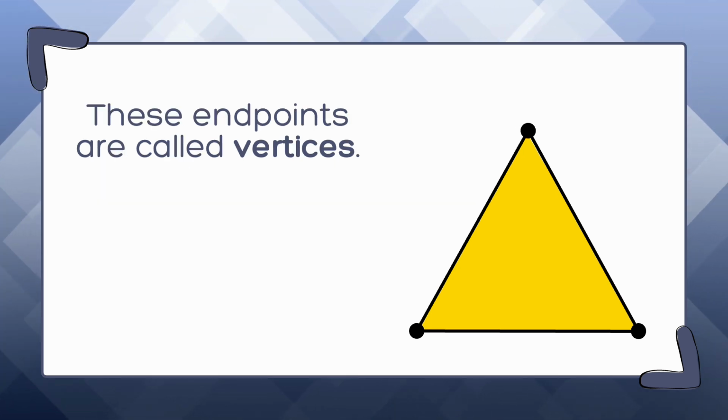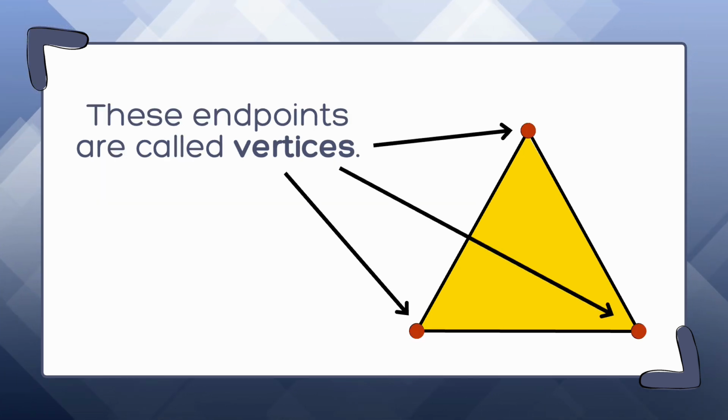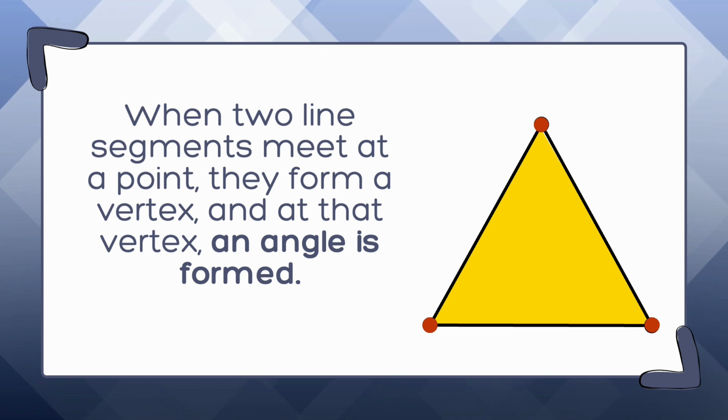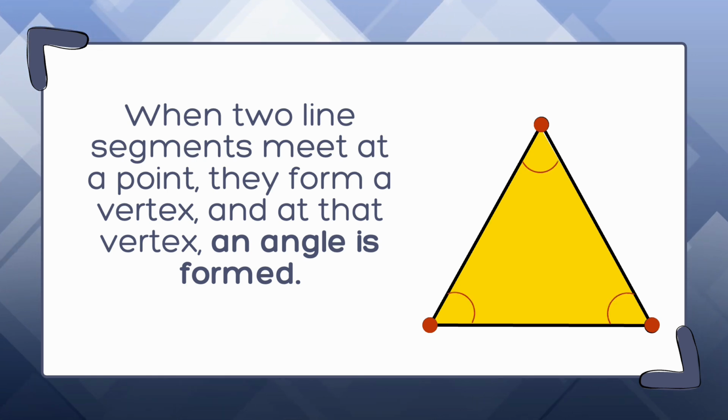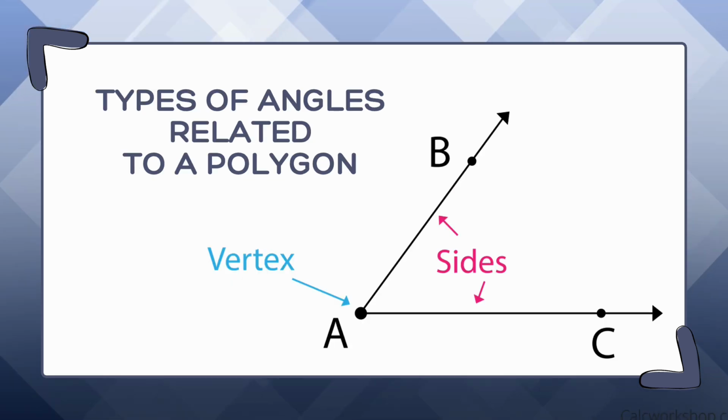The endpoints where two sides of a polygon meet are called vertices. When two line segments meet at a point, they form a vertex, and at that vertex, an angle is formed. An angle is what you see at a corner. The unit used to measure how open or wide an angle is called a degree. Now, let us explore the types of angles related to a polygon.